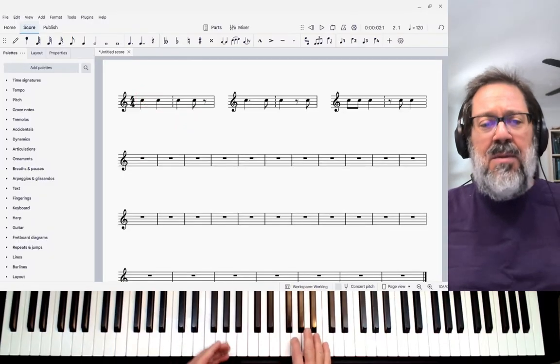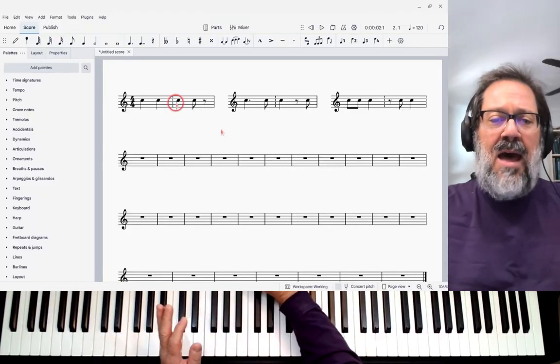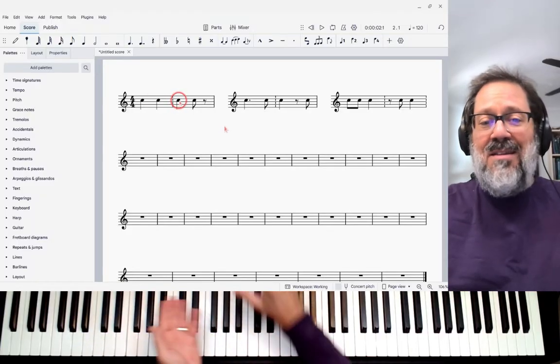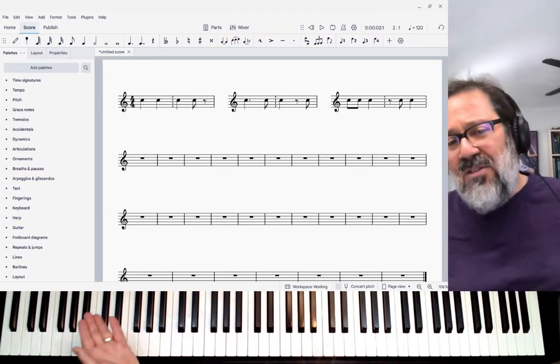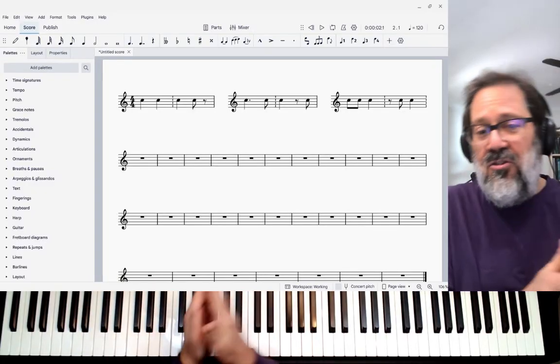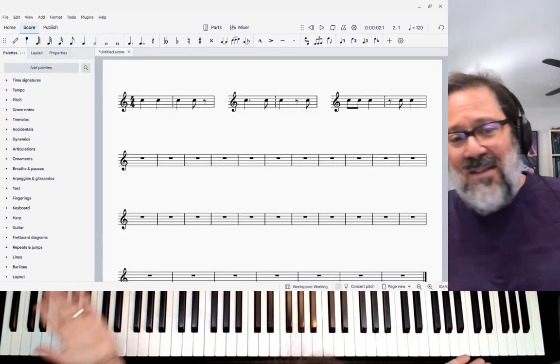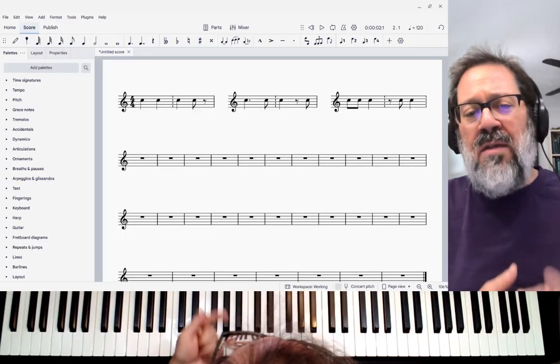If I play them on the piano, it sounds like that. The next example is going to sound almost identical, except the second note is shorter. But if I clap them, the first one, the second one, they're identical clapped, right? The only difference was how long that note was.